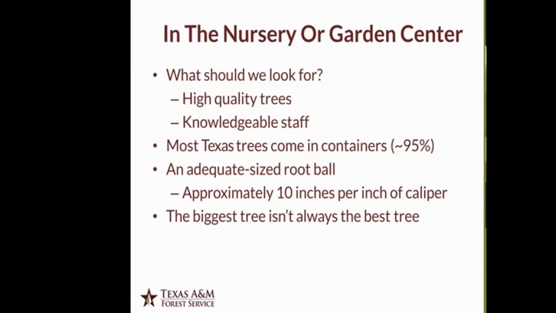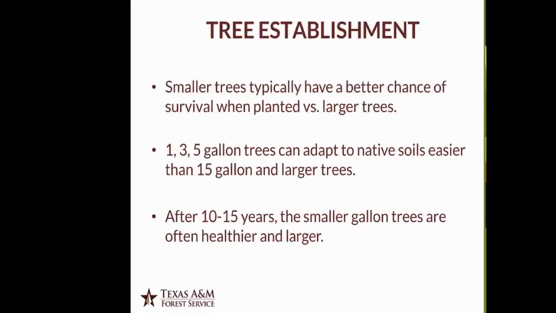So picking a tree, what should we look for? High quality trees and knowledgeable staff to help you out. Most trees come in containers. And so you're looking for an adequate sized root ball. So about 10 inches of root ball per inch caliper, meaning per inch of trunk that you have. And the biggest tree isn't always the best tree, although it's tempting to get those bigger trees in the ground. Smaller trees typically have a better chance of survival when planted versus larger trees.